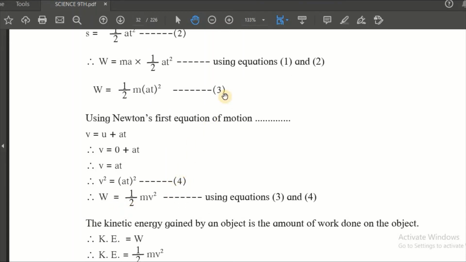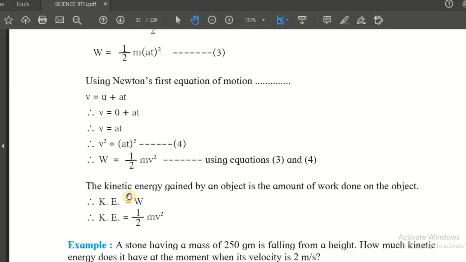Then compare equation number 3 and equation number 4. W is equal to 1 half as it is, m as it is, and where there is (at) square, we only put v square. Check, because the value of at we have taken as v, and the value of (at) square we have taken as v square. So combining equation number 3 and equation number 4, then we get W is equal to 1 half m v square.